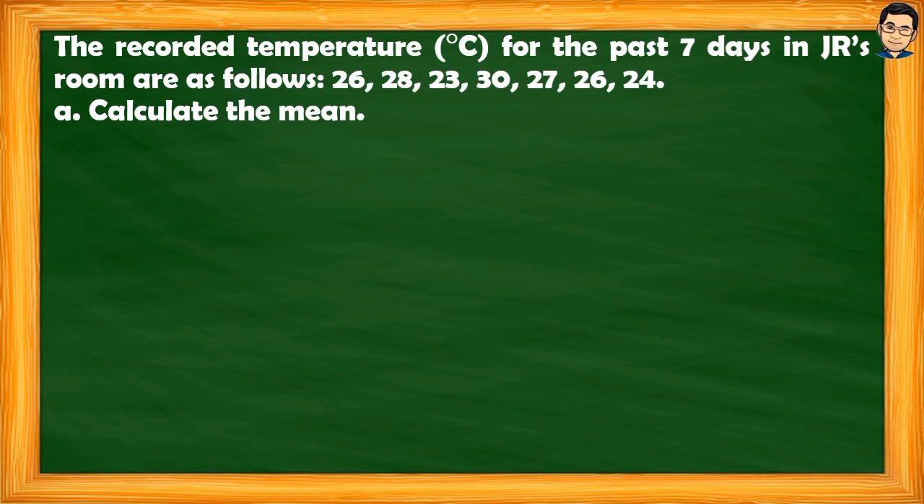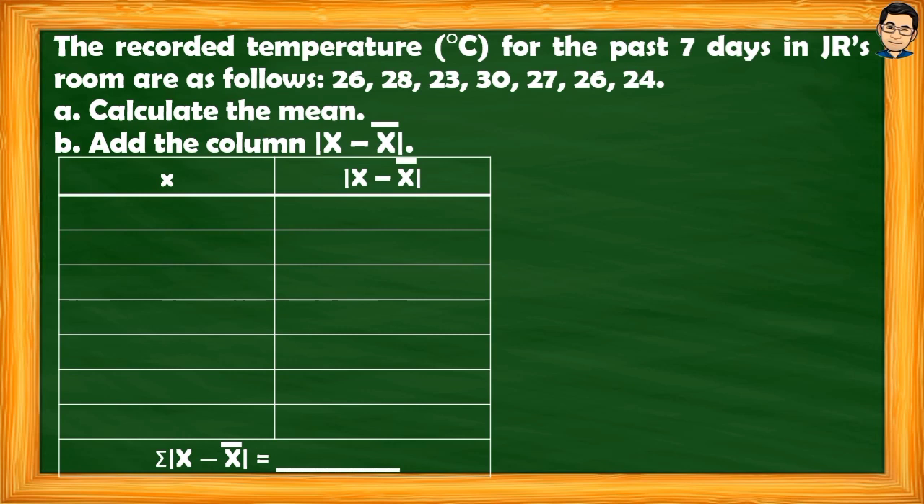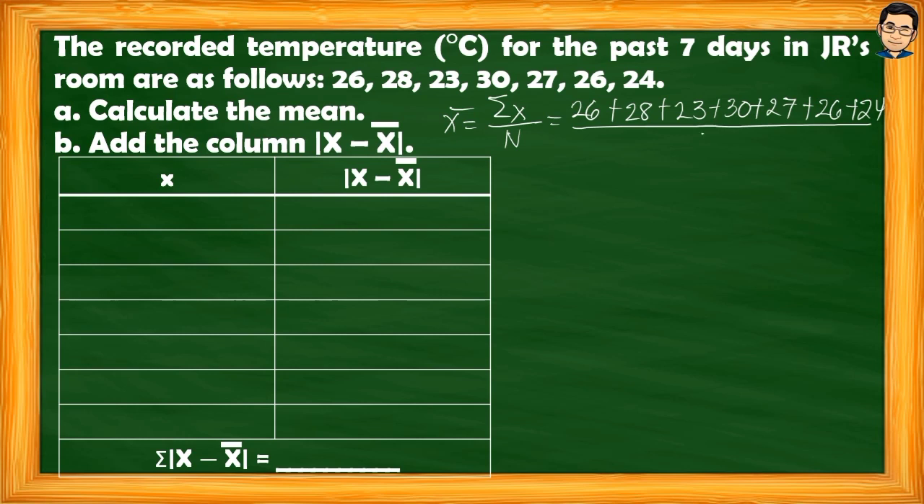Okay. So, next, add the column. Ayan. So, kagaya ng ginawa natin sa first example kanina. So, calculate the mean. So, summation of x all over n. So, add lang natin 26 plus 28 plus 23 plus 30 plus 27 plus 26 plus 24. And then, divide natin sa 7.